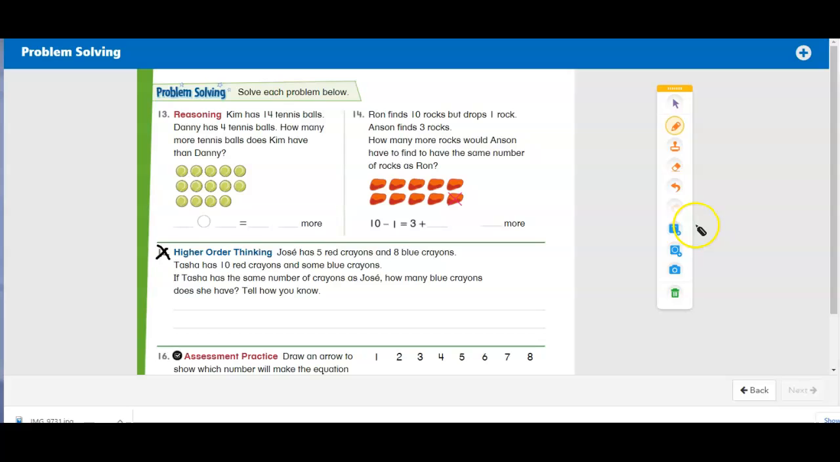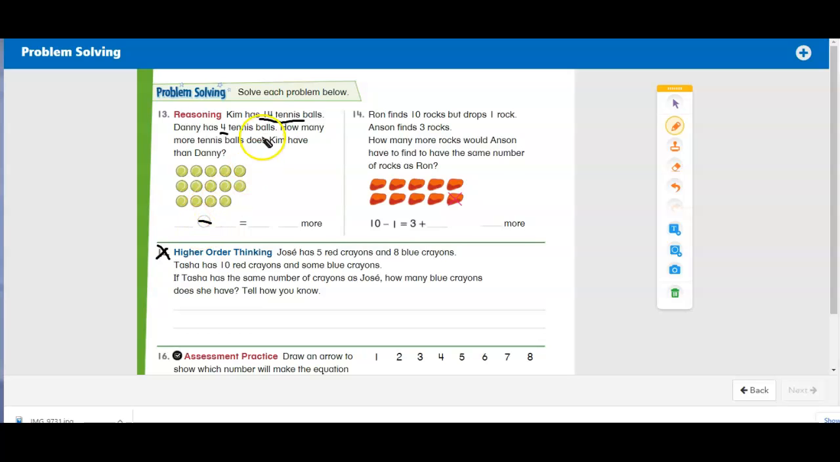So let's start with, how many tennis balls does Kim have total? It says Kim has 14 tennis balls. So there are 14 tennis balls shown in the picture. Danny has 4. So we want to find out, how many more tennis balls does Kim have than Danny? So when an equation says, how many more does somebody have? They're talking about how much less does the other person have. So we are going to be subtracting in this problem.